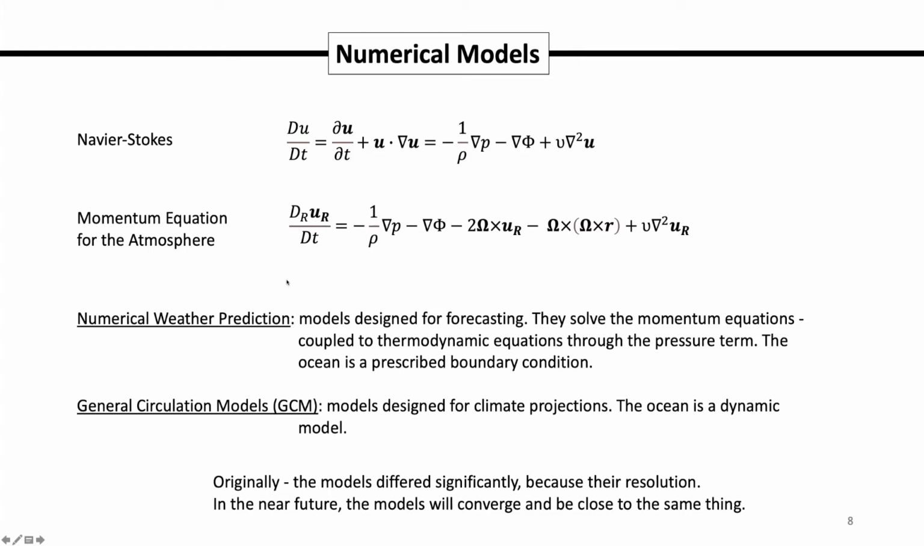And so there are 2 flavors of models in the atmosphere that are regularly used, a numerical weather prediction model. And anytime you're looking at a weather forecast, you're getting that from an NWP model. And these are solving the momentum equations. They also have to solve thermodynamic equations. And the equations are coupled through the pressure and density term. And the ocean is like a prescribed boundary condition for these models.